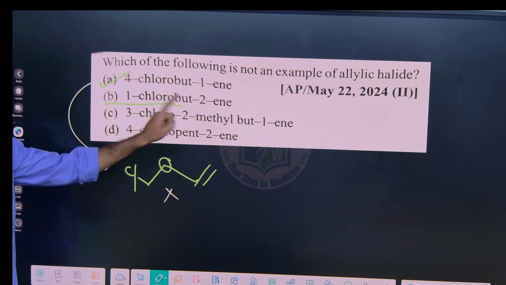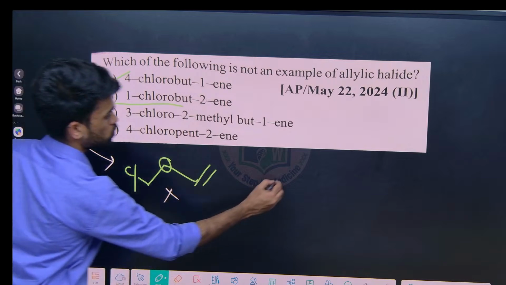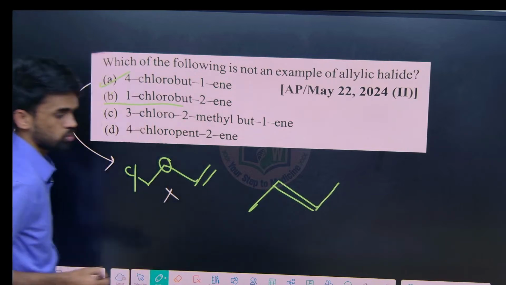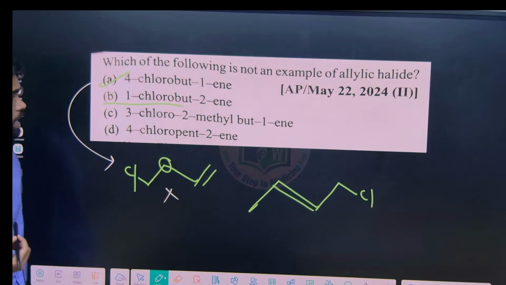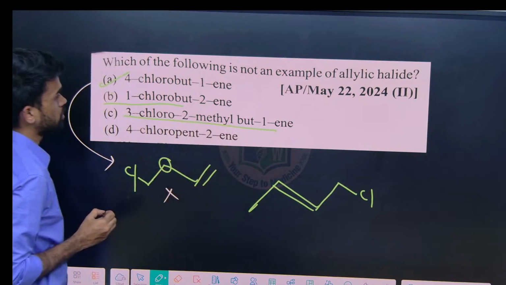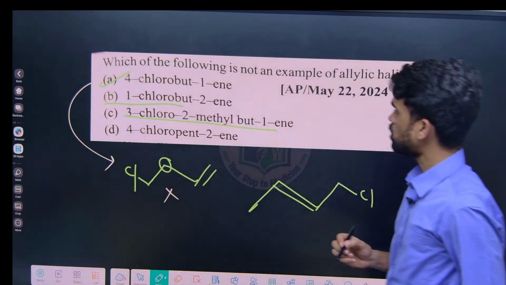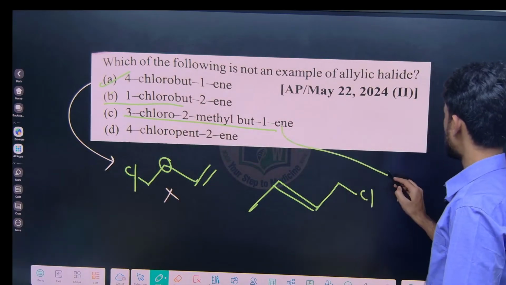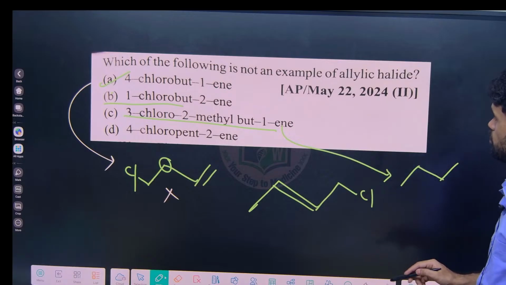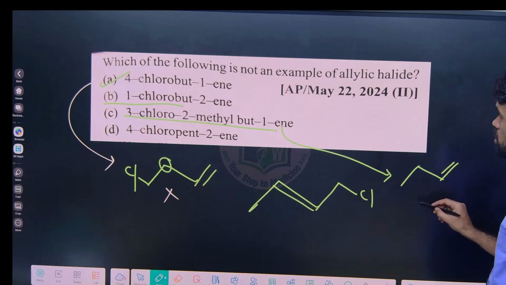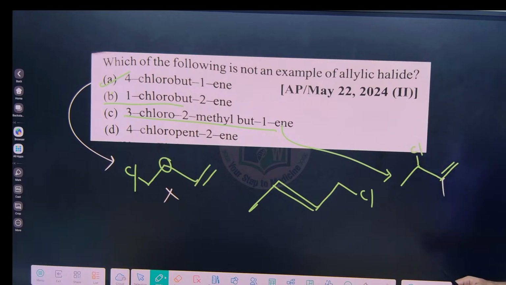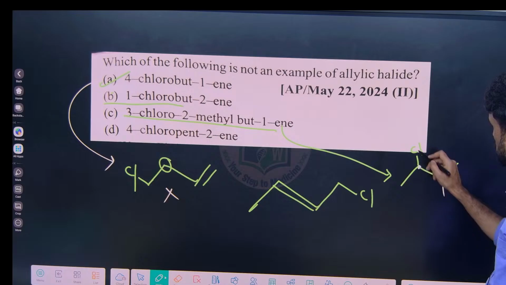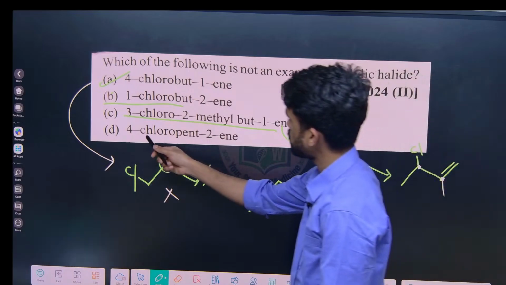Next one, 1-chloro but-2-ene. But-2-ene means first you write this, and 1-chloro means here or here you can put 1-chlorine. Yes, allylic. Next, what about this one? 3-chloro, so how do you write the structure? 3-chloro but-1-ene, 2-methyl, 3-chloro. This one also allylic, na? See, this is an sp2 carbon attached to an sp3 on which chlorine is present. Allylic.